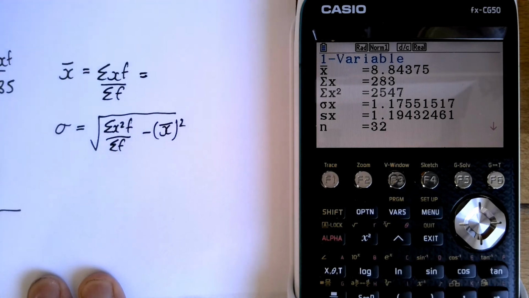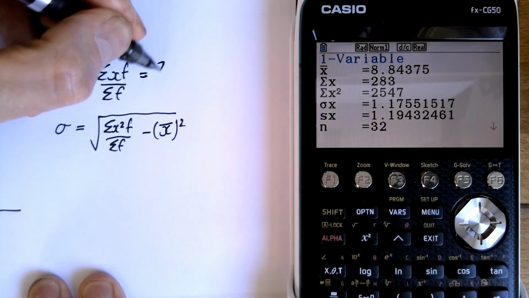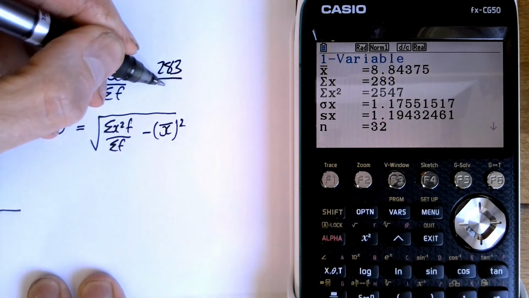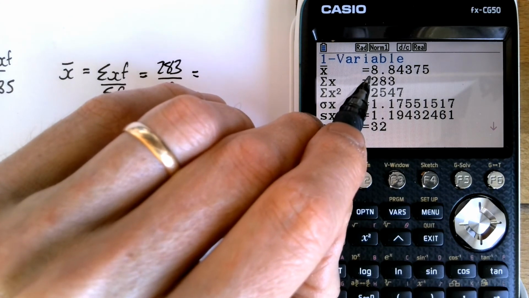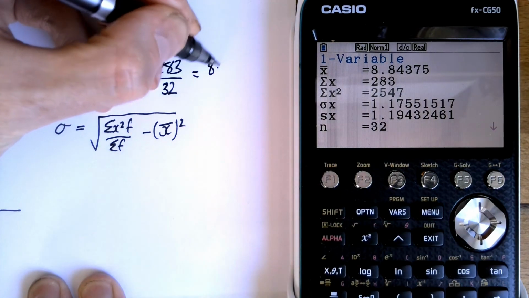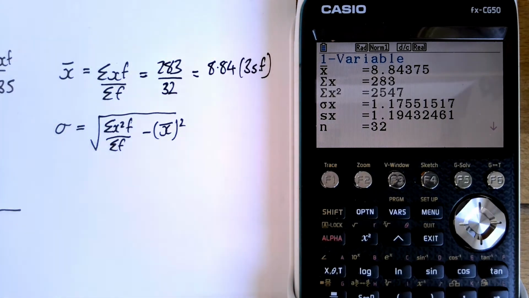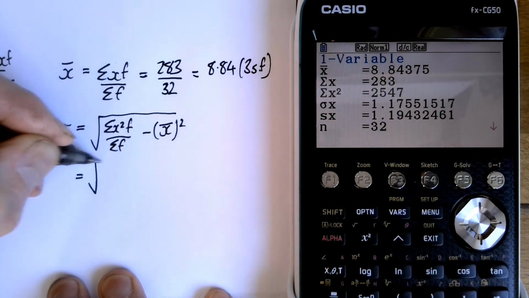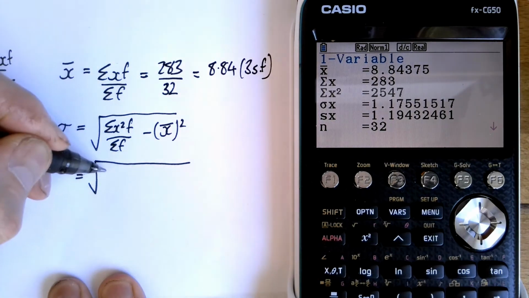So if I want to work out the mean, sigma xf is actually sigma x. And sigma f, which is the number of values, well, that's just n, 32. And that gives me the mean, which is 8.84 to 3 sig figs. Should have done that earlier as well, actually, just say how you've rounded it. And then similarly, the standard deviation, it doesn't use the extra f, so sigma x squared is the value we want.